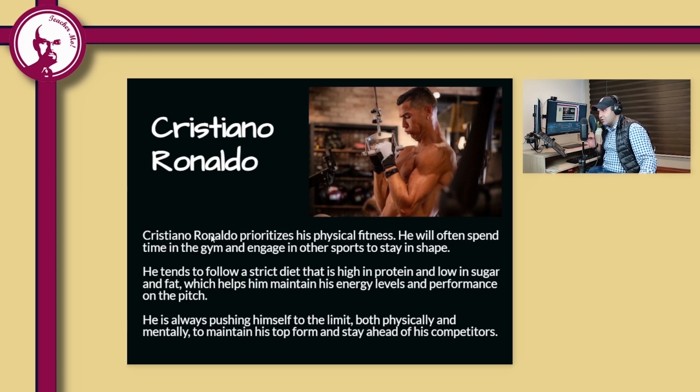Look at the first sentence one more time. Cristiano Ronaldo prioritizes his physical fitness. What is the verb tense here in this sentence? In English, there are 12 verb tenses. Simple present, present continuous, present perfect continuous, simple past, past continuous, past perfect continuous, simple future, future continuous, future perfect, and future perfect continuous. Which one do we have here in the first sentence? Prioritizes. So we have the simple present verb tense. Very good. And this is the first way of expressing a present habit. We will talk about it more.